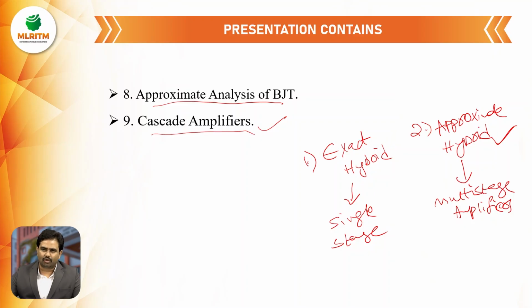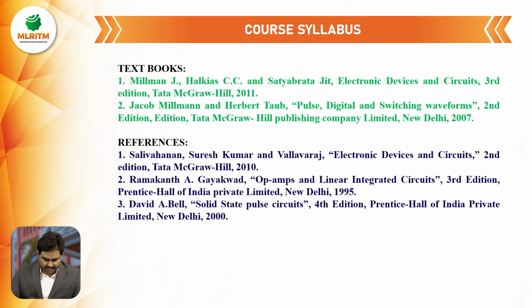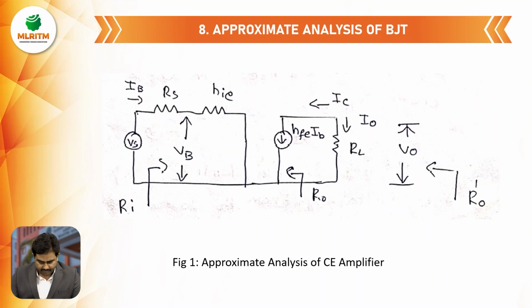Multi-stage amplifier means more than one stage. That means here we will study about two-stage amplifiers. That means we will connect different combinations or same circuits, like CE, CC we may connect, or CE, CB we may connect, or CC, CC we may connect. CE means common emitter, CB means common base, CC means common collector configurations of bipolar junction transistor. So these are the different books that we need to refer for this subject, Electronic Circuits.